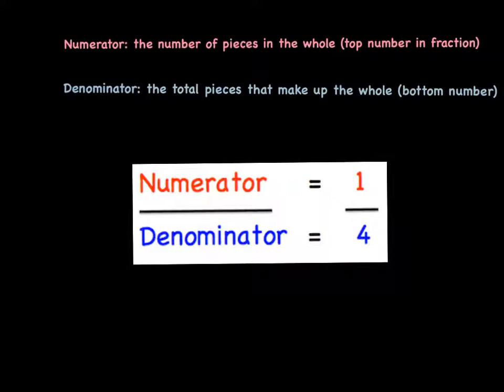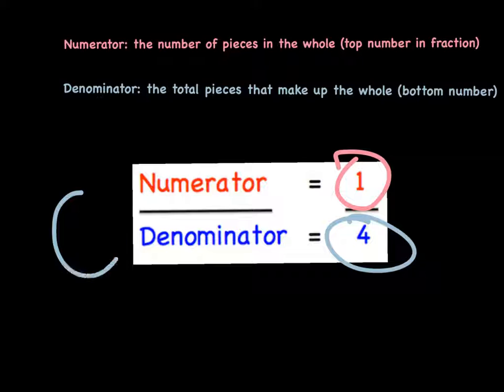Okay, so first we're going to talk about what the numerator and denominator mean. So the numerator is the top number, and that's the number of pieces in the whole. And the denominator is the bottom number, and that is the total pieces that make up the whole. So if we were to draw a picture of this, we would draw 4 pieces for the total amount, and then we would color in 1 piece for the piece that we have of the whole.